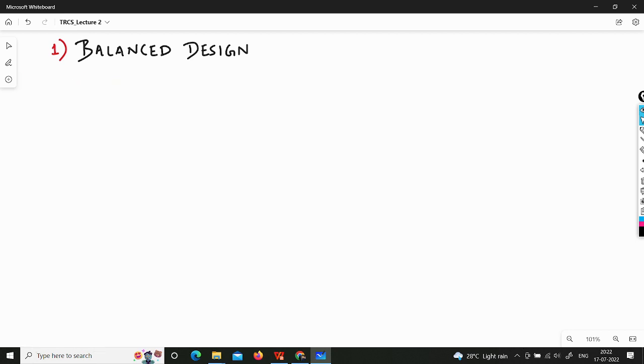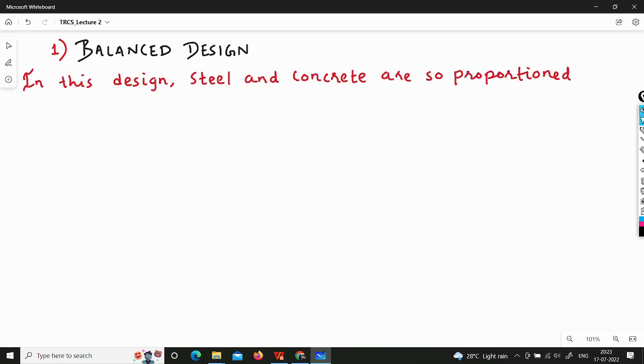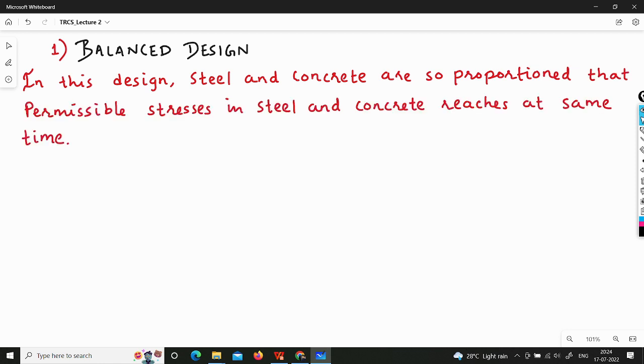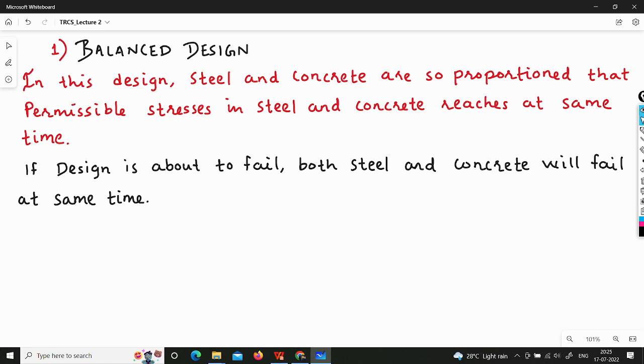In balanced design, in the design of RCC beam, we have steel and we have concrete. In this design, the steel and the concrete are so proportioned that the permissible stresses in the steel and the concrete are reached at the same time. If the design of the beam is balanced design and it is about to fail, the steel and the concrete will fail at the same time. That is why the design is called balanced design, because steel and concrete will fail at the same time if it is about to fail.